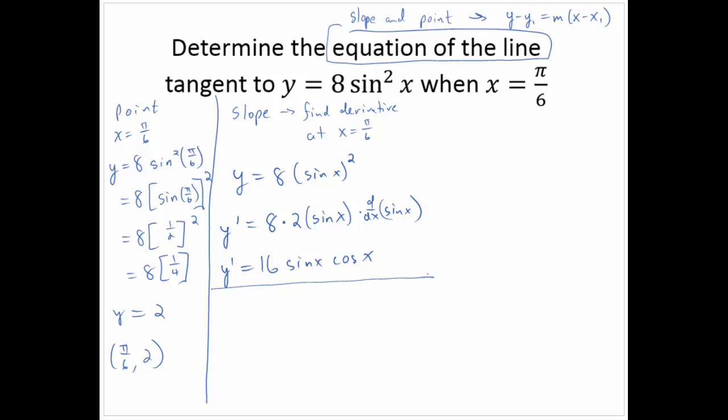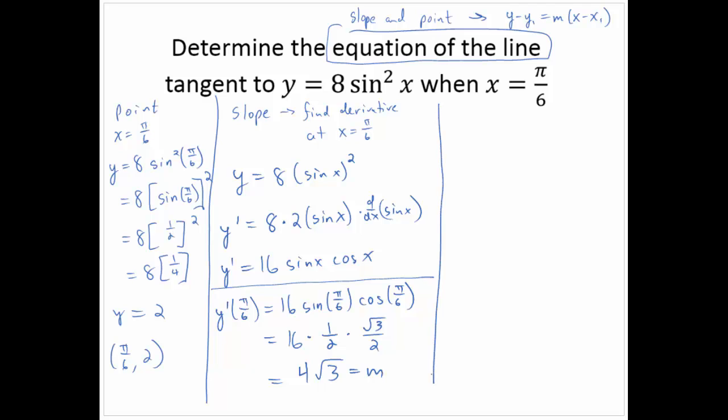Now letting x take the value pi over 6, so y prime at pi over 6 would be 16 sine pi over 6 cosine pi over 6. So that's 16. The sine of pi over 6 is 1/2. The cosine of pi over 6 is root 3 over 2. And so this simplifies to 4 times the square root of 3. And that's the slope.